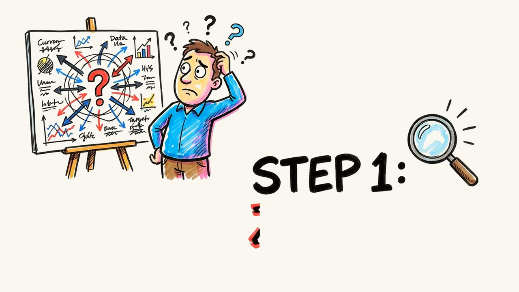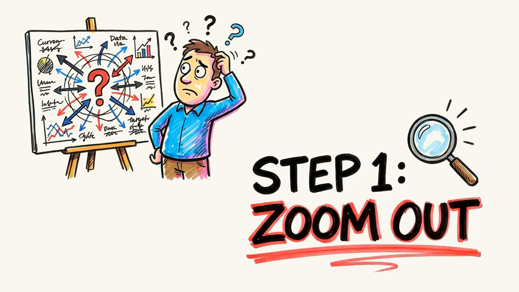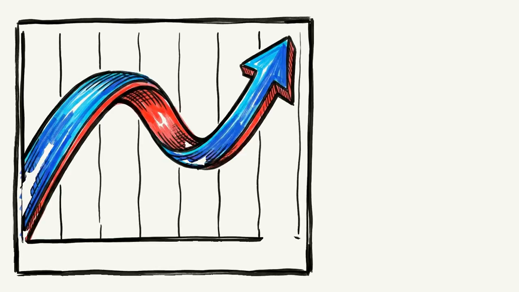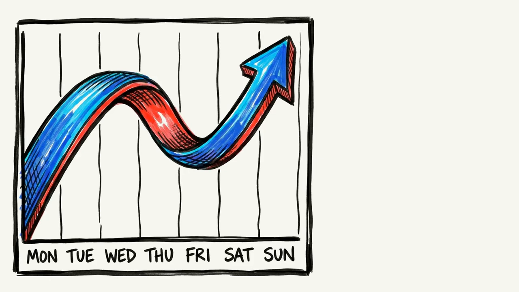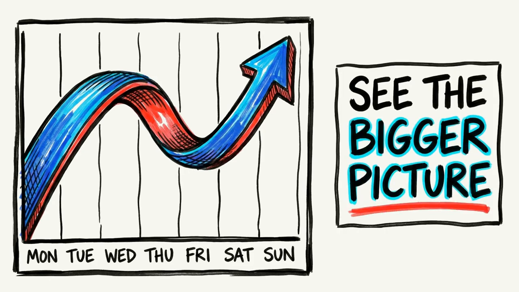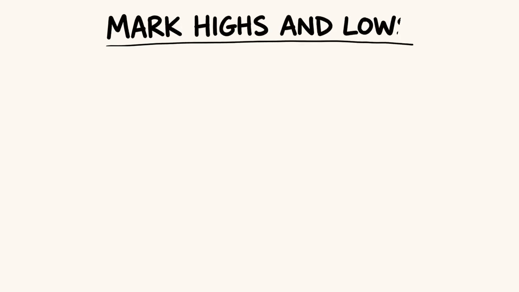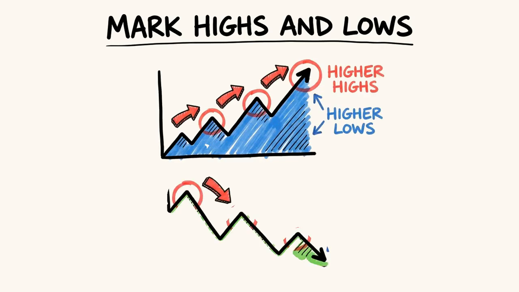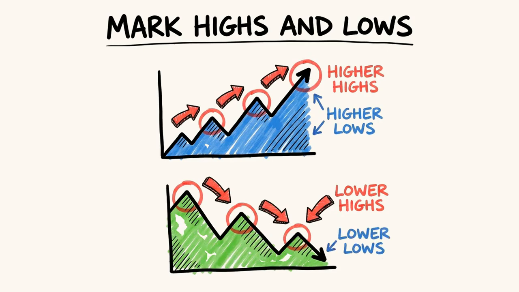Now let's talk about how to identify a trend. The first step is simple. Zoom out. Many beginners stare at tiny movements and get confused. Looking at a higher time frame, like the daily chart, helps you see the bigger picture more clearly. Next, mark the recent highs and lows. Are they rising, falling, or flat? That alone already tells you a lot. Rising highs and rising lows suggest an uptrend. Falling highs and falling lows suggest a downtrend.